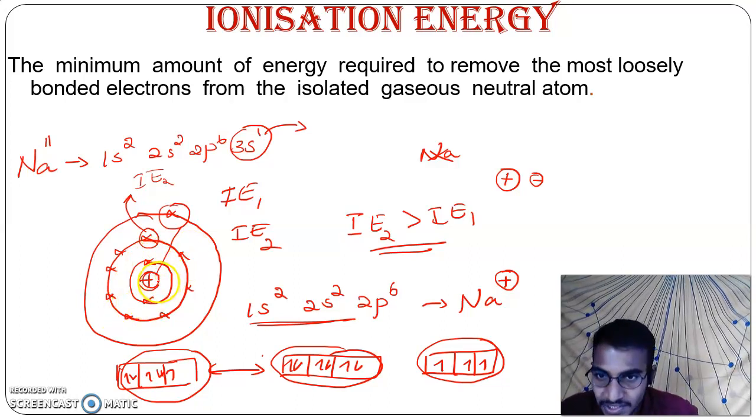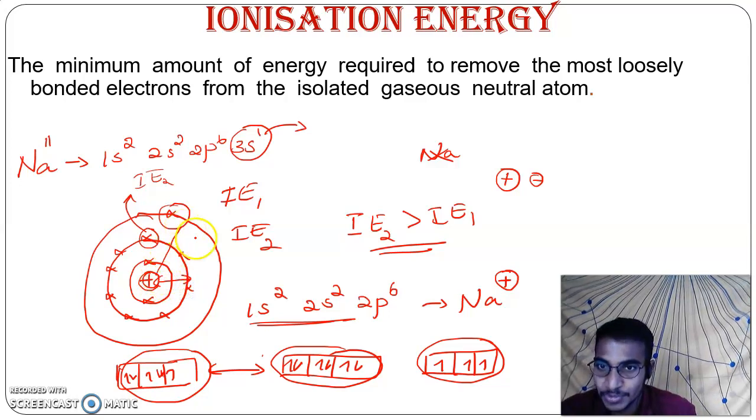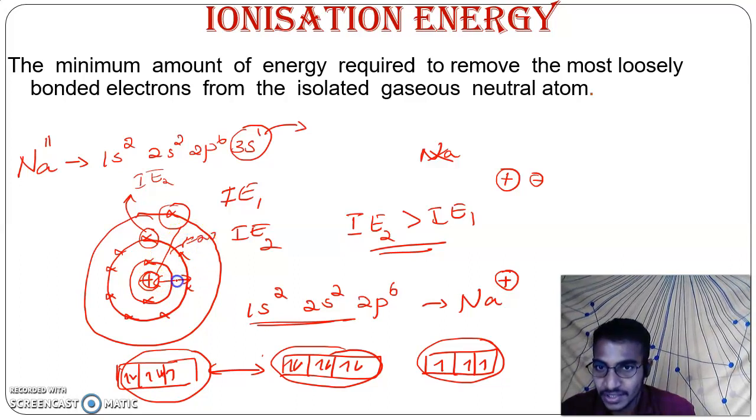So you can notice here, the second shell is nearer to the nucleus than the third shell, right? Let me say this radius is 20 and this radius is 6. This second shell is nearer. To remove an electron from here, you need more ionization energy.